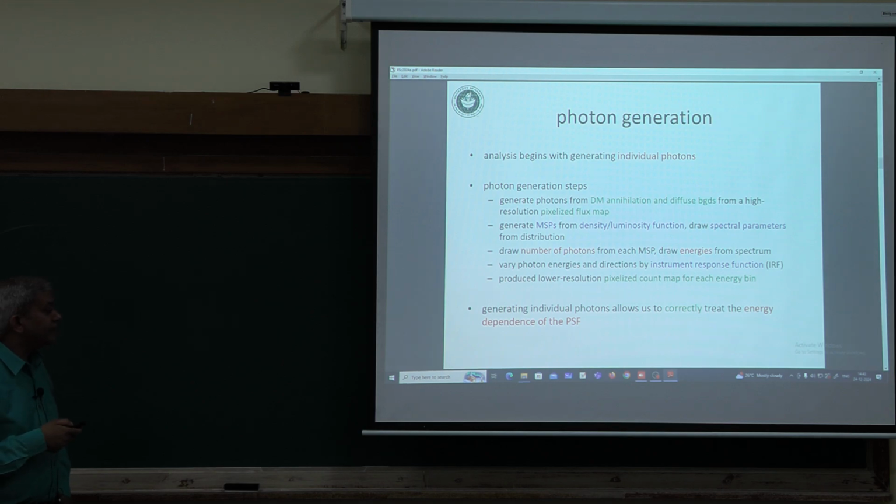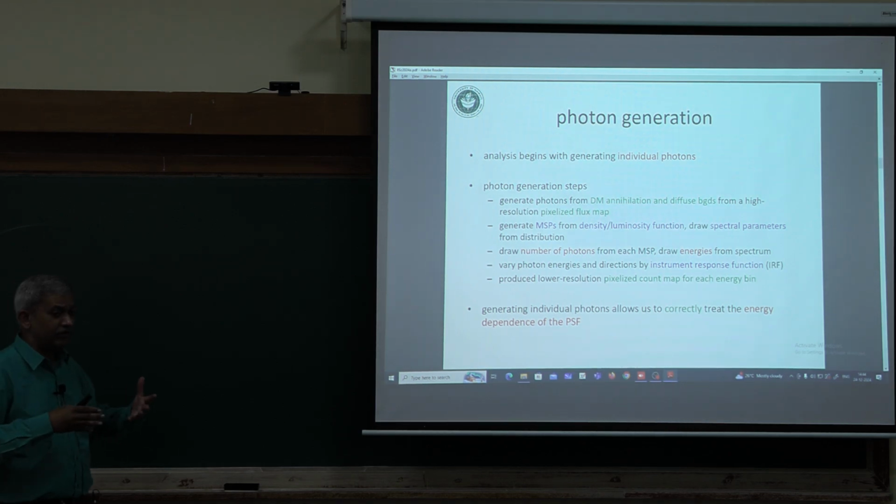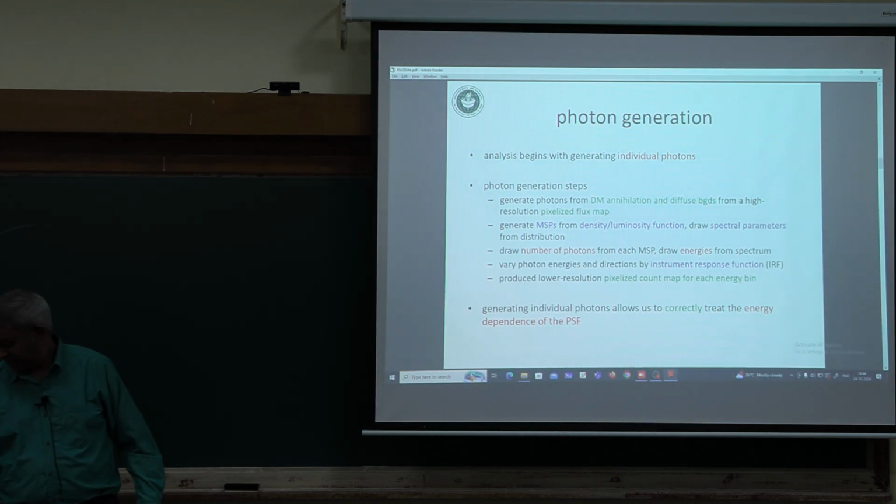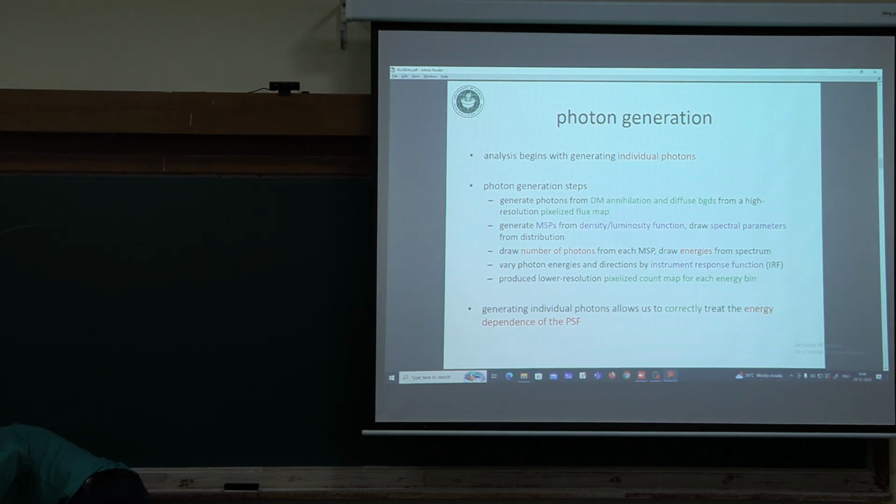And so the first step of our analysis is generating photons. Where our analysis begins is generating individual photons. And so the photon generation steps are, let's drink some water for a second.